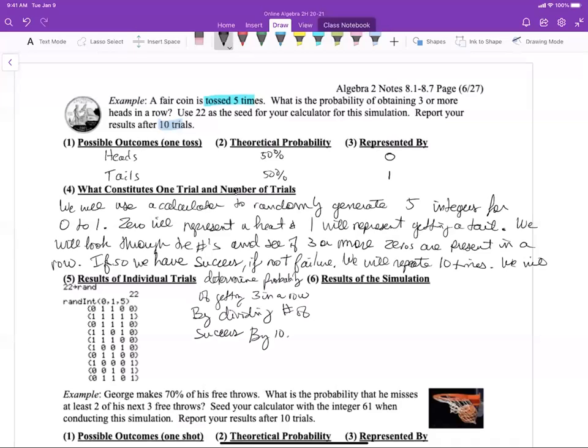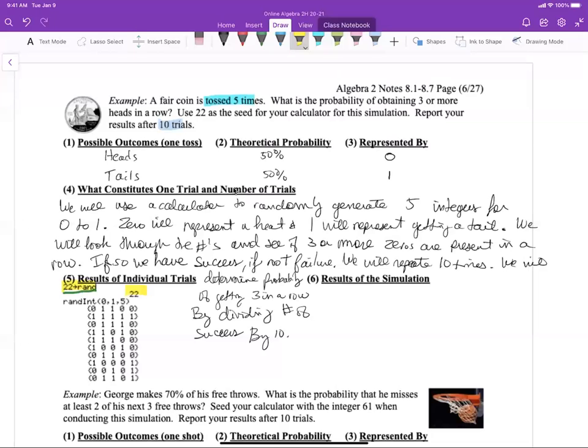So let's see. Okay, use 22 as your seed in your calculator. So we're going to seed our calculator. So what do we go and hit? 22 arrow rand. So we're going to hit 22. We're going to hit the store button, which has a little arrow over it. We're going to go to math. We're going to scroll over to probability. We are going to hit rand and hit enter, and you will see something that looks like this. We're going to generate random numbers between 0 and 5.